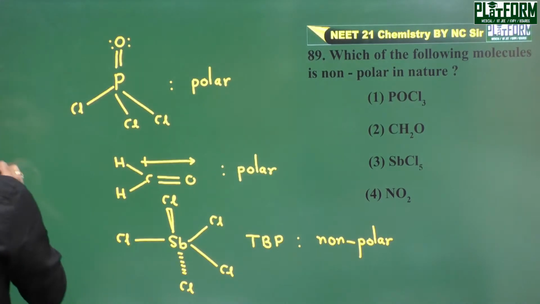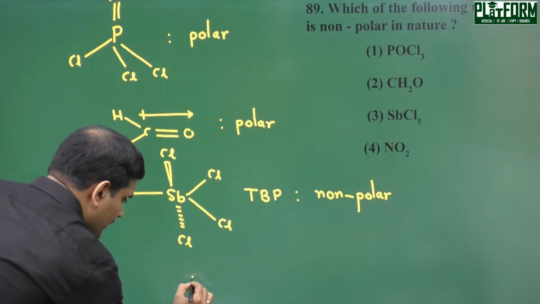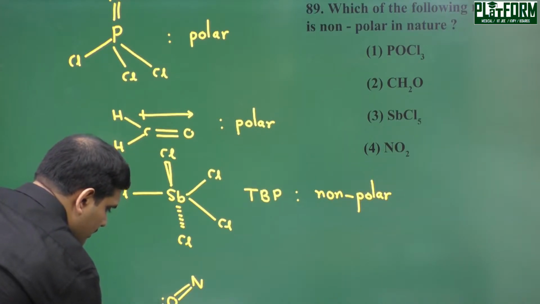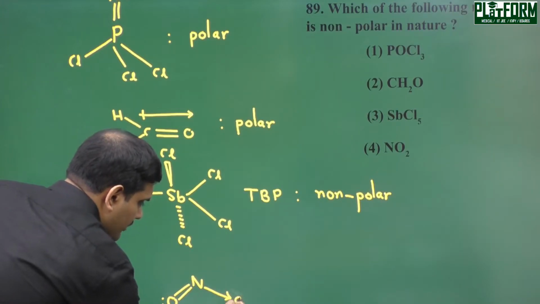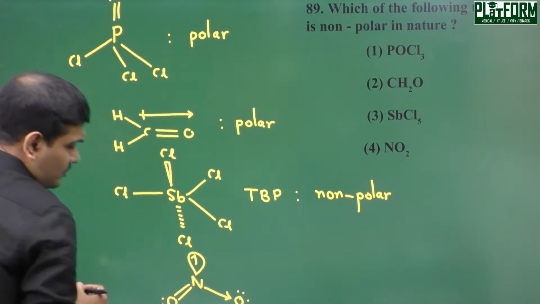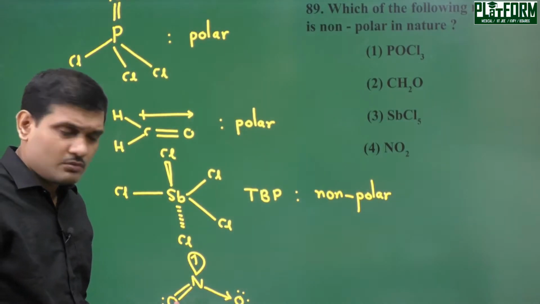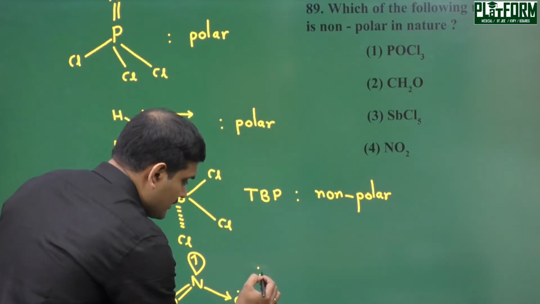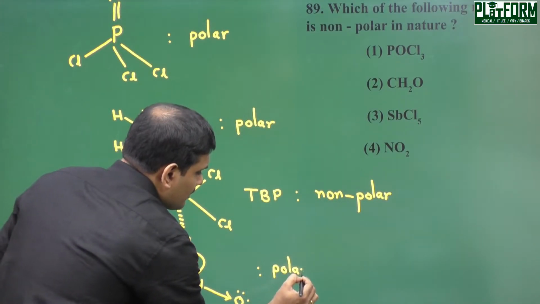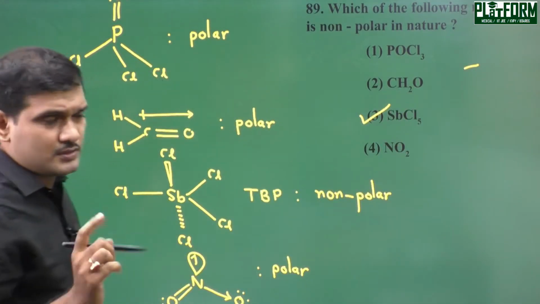And the last one, NO2. Definitely NO2 is an odd electron species. We know that it has a coordinate bond and there will be a single electron. So again the shape is not symmetrical. It has a bent shape, so it is also a polar molecule. So no doubt we have the correct option. It will be SbCl5. This is the correct option.